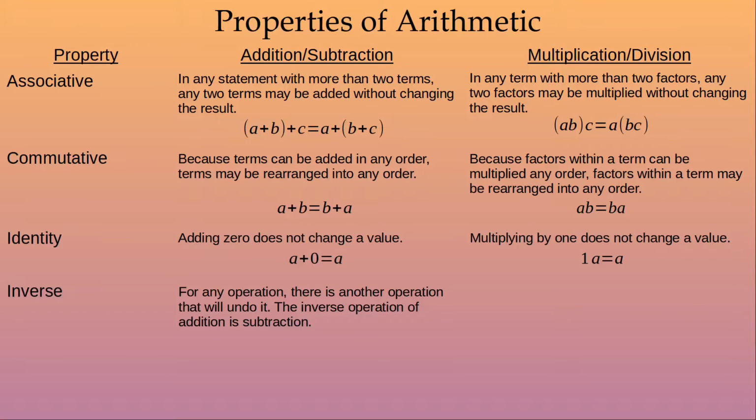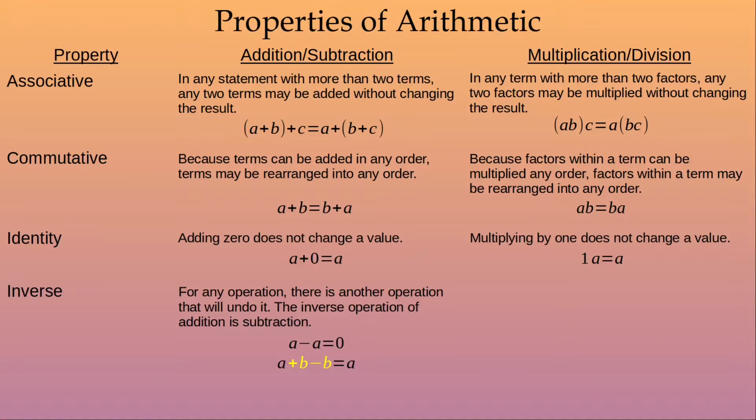So for any operation, there is another operation that will undo it. The inverse operation of addition is subtraction. If we have a value, and then we subtract the same value, we get 0. Or, if we have a value and add something to it, we can then subtract that same thing that we had added to it, and end up having effectively done nothing.